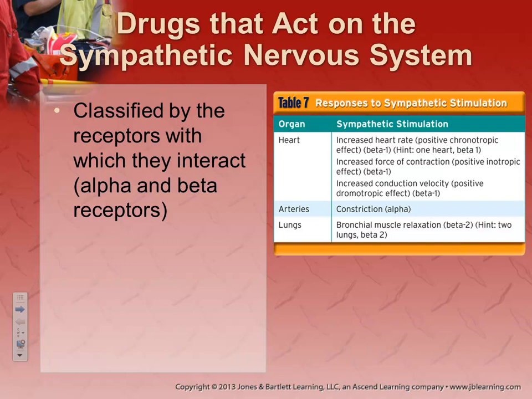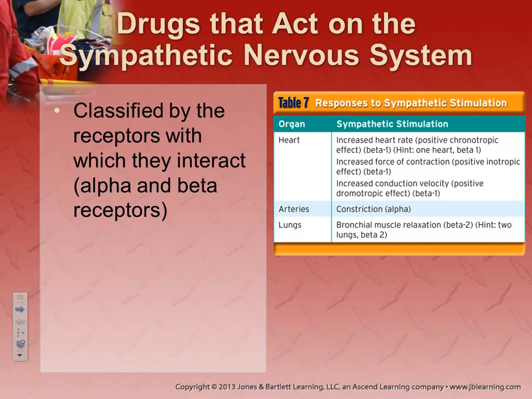I'm not going to spend a lot of time on this, but drugs that act on the sympathetic nervous system, they're either going to stimulate the alpha receptors or the beta receptors, right? You got your alpha 1, your beta 1, and your alpha 2 and your beta 2 receptors. Remember, most of the medications that you learned about in advanced EMT, well, a good bit of them were all sympathetic agonists, right? Epinephrine, albuterol. A lot of those medications stimulate the sympathetic nervous system.